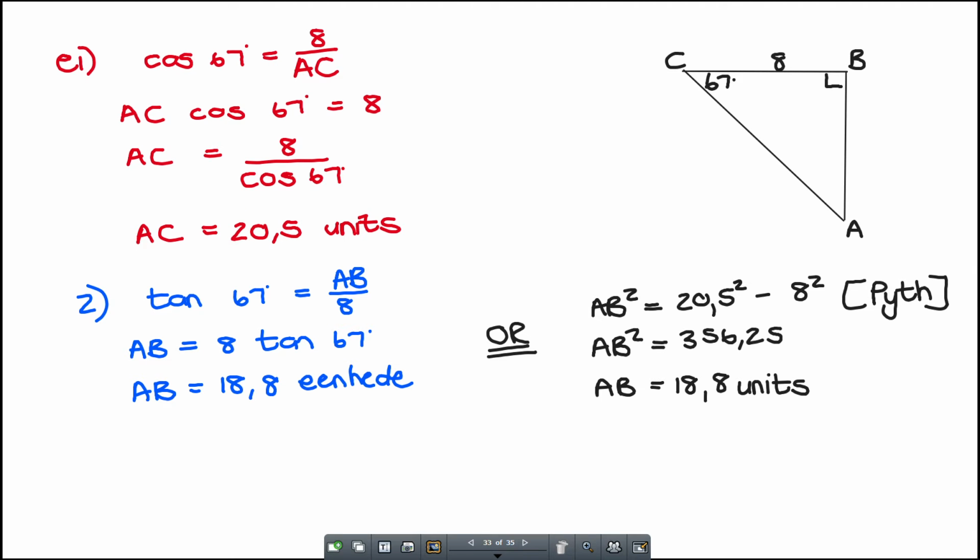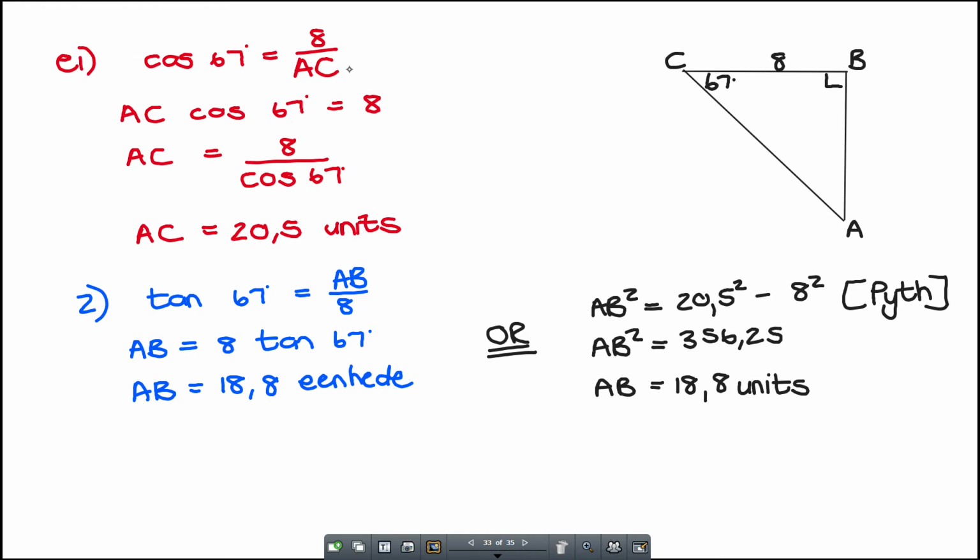Okay, at E, they ask me to get AC, that one. So if I work from 67, I have the adjacent side, which is 8, and I want the hypotenuse, and that's how I decided to use cos. So cos 67 will give me that 8 over AC. Now, remember I want AC alone, so I'm working towards that.